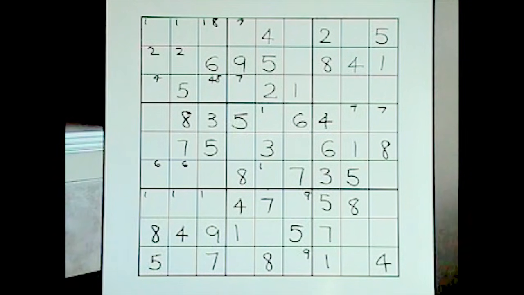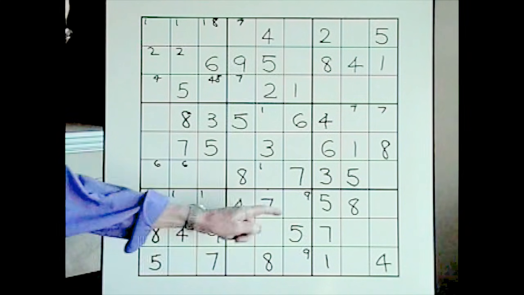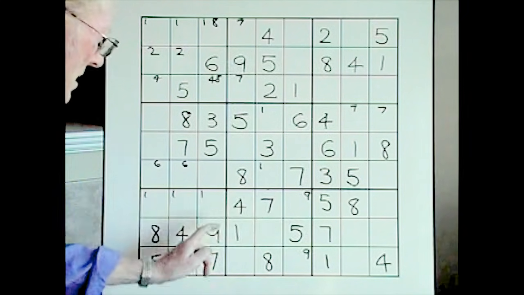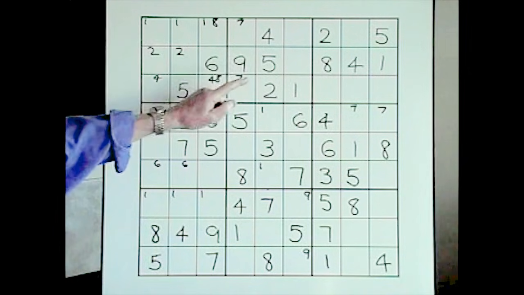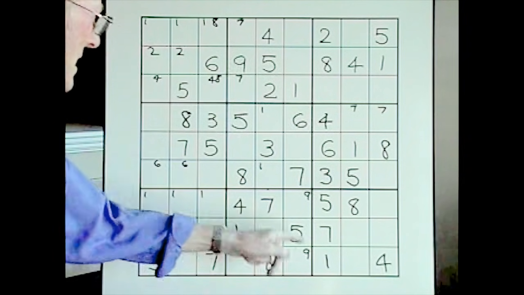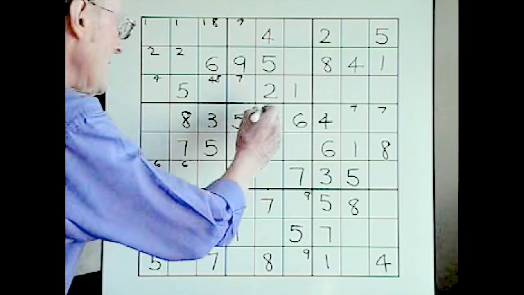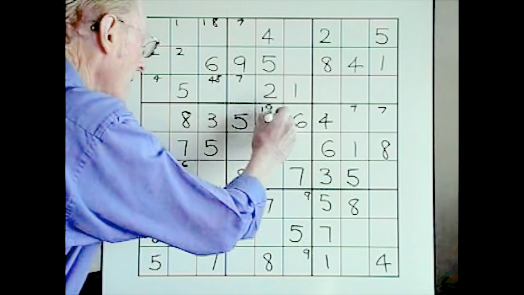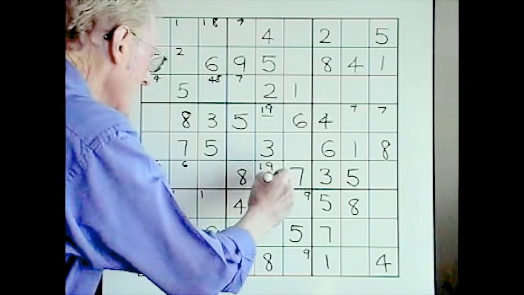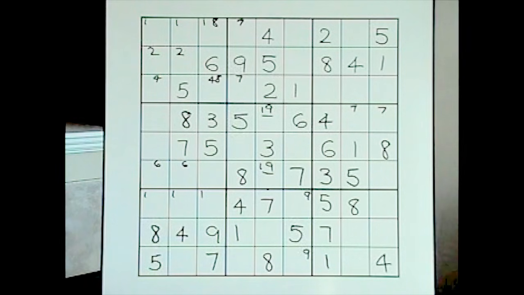And that's important, because if the 9 can only go there in this block, and we have a 9 up here, we have a left, we have a right, the 9 in this block has to be in the center, and that gives us, believe it or not, a matching pair. Really interesting.